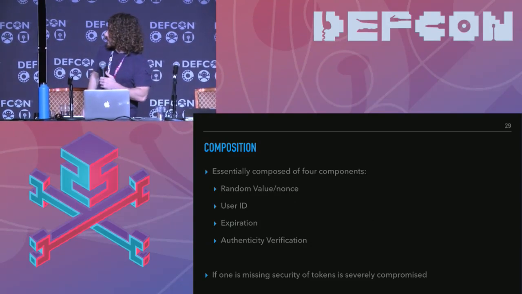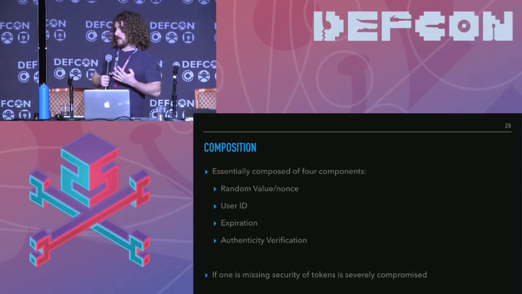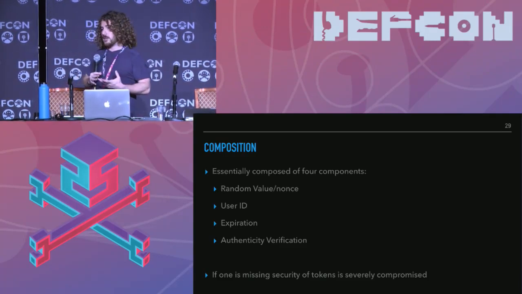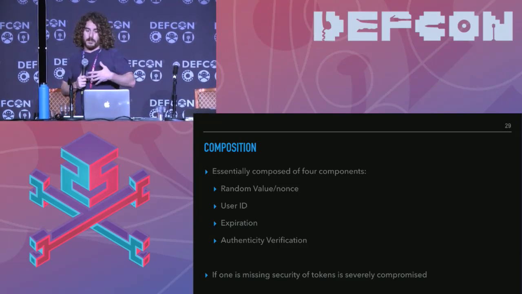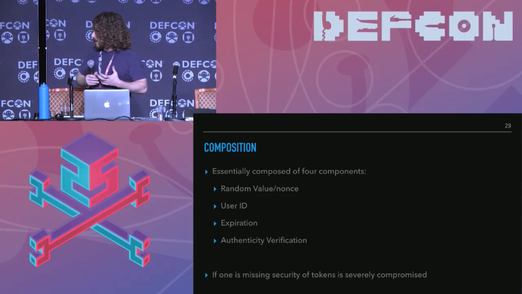So the way that they're composed, typically there's 4 pieces you need to have any successful token that's safe. And you may not see all of these in the token value itself. They might be taken care of in other ways. So the first part is the random value or the nonce.